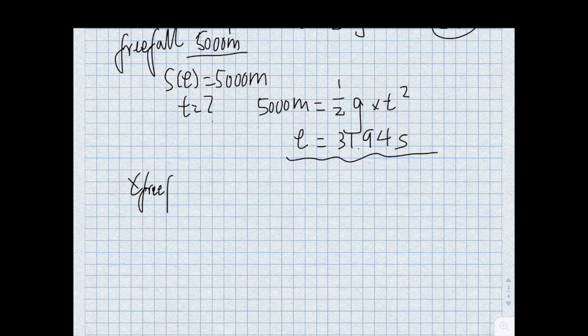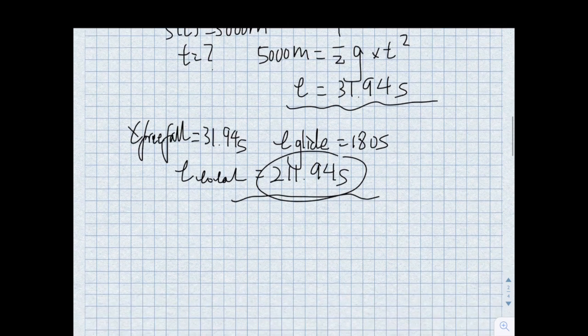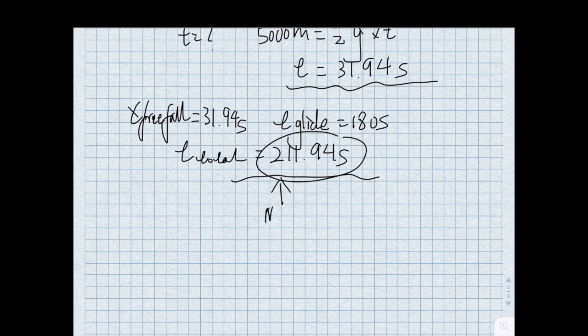Mr. Schnurr has free fallen for 31.94 seconds, and he glides for 180 seconds. So the total time he traveled is 211.94 seconds. This is the time Mr. Schnurr traveled, but this is also the time Mr. Casella traveled, since Mr. Casella arrives at the landing position when Mr. Schnurr just landed.